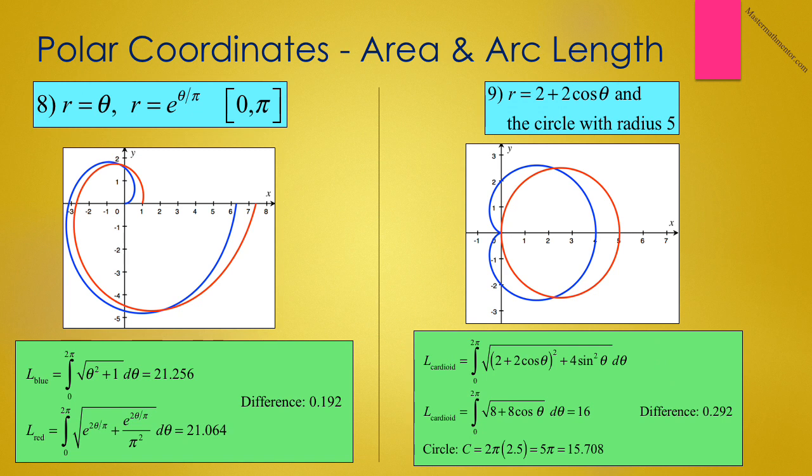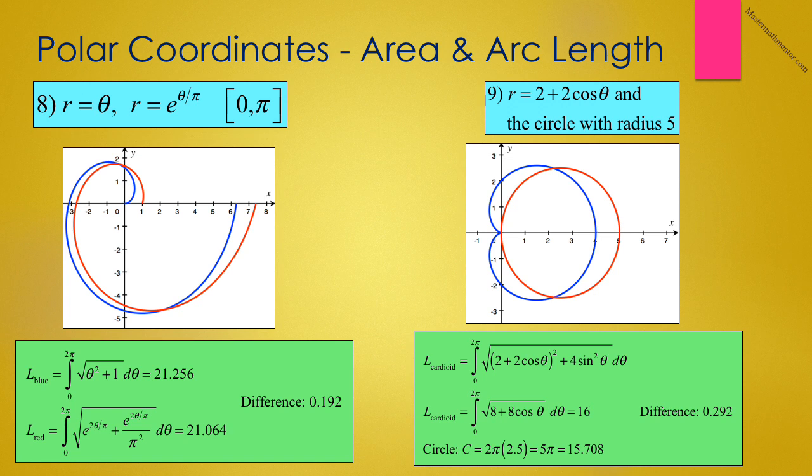The arc length of the cardioid is the integral from 0 to 2 pi of the square root of r squared, which is (2 plus 2 cosine theta) squared, plus (dr d theta) squared, which is (negative 2 sine theta) squared, which is 4 sine squared theta. When we expand that, we end up with a 4 sine squared theta plus a 4 cosine squared theta, which gives us a 4, and the cardioid's length will be the integral from 0 to 2 pi of 8 plus 8 cosine theta d theta.